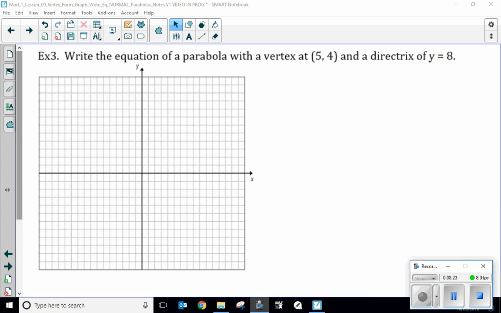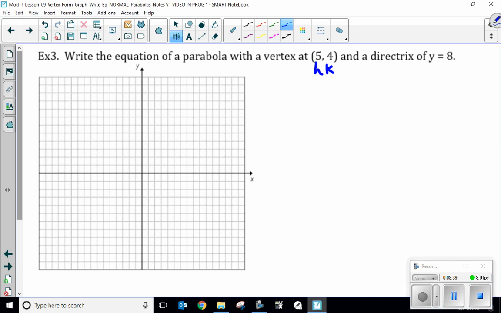Now, as with any of these, if you pause the video and try them on your own, that's fine, because I'm just going through these. They try and throw a curveball at us for number 3. Write the equation of a parabola with a vertex at 5, 4. Okay, so that's my h and my k. And a directrix at y equals 8. The c value that I find is the distance from my vertex to my focus, not the vertex to the directrix. That's in the opposite direction. So they try and throw you a curveball there.